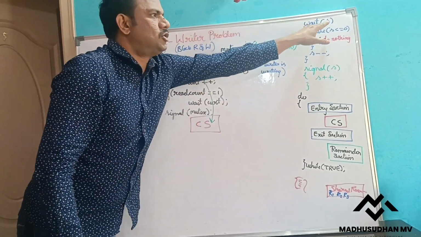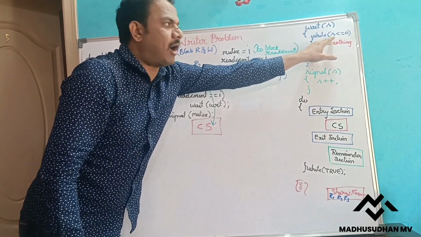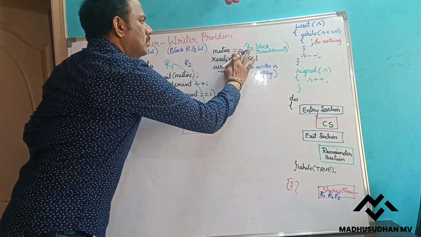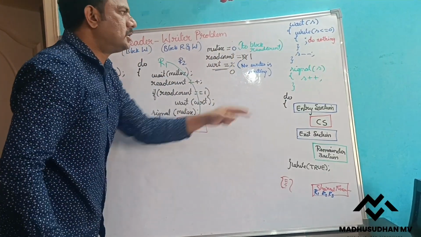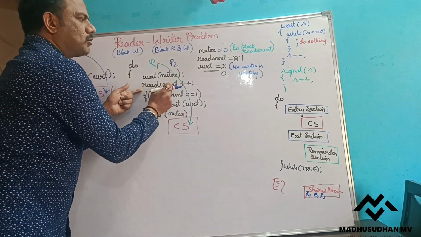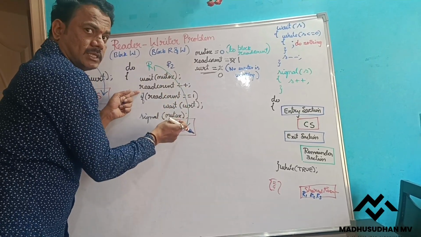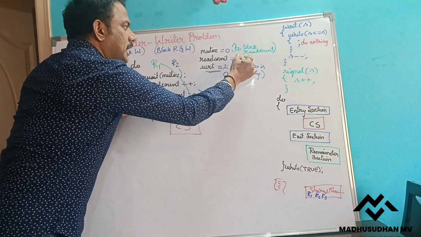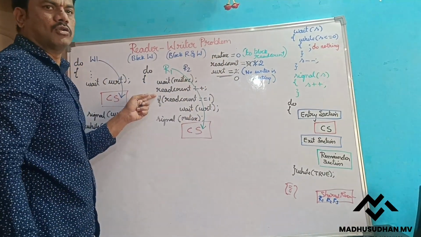Take this mutex value 1. 1 less than or equal to 0 is false. It comes out of the wait and makes it 0. Now what is read count? That means one is already reading, and this is the second person to read. Read count is now 2.